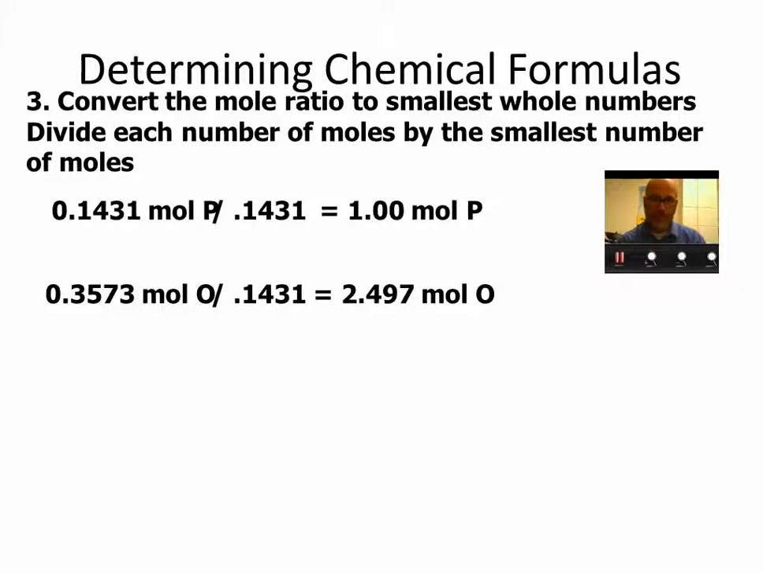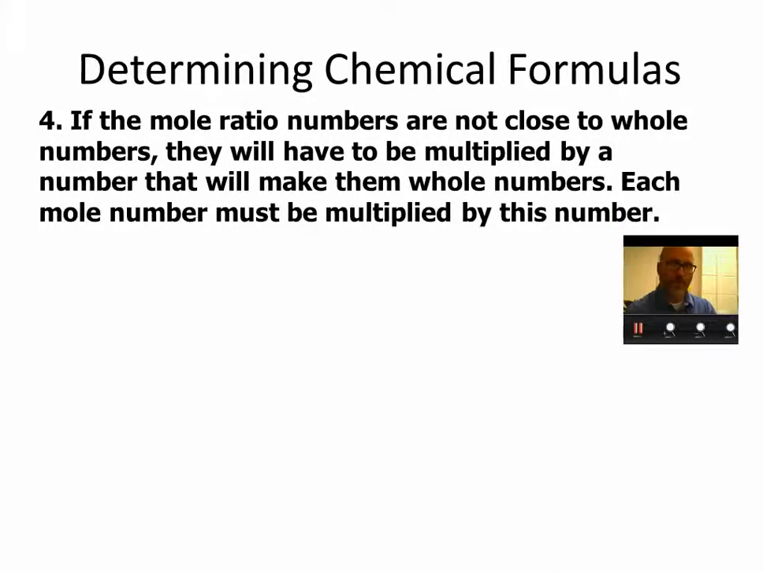So if it's off by more than a few hundredths of a mole, you're going to have to do one more step. So here's what we're going to have to do. We're going to have to find some number that we can multiply these by to get whole numbers. And if you look at this, 2.497 is very close to 2.5. So what times 2.5 will give us a whole number? Well, it's a half, so 2 times a half will give you a whole number. So let's try 2. And sometimes start at 2 and then go up.